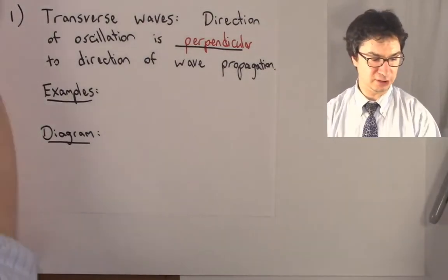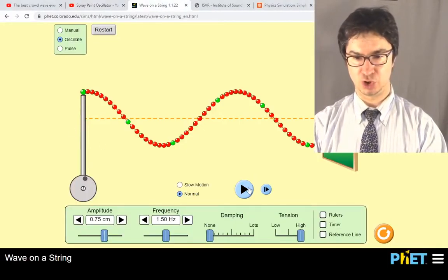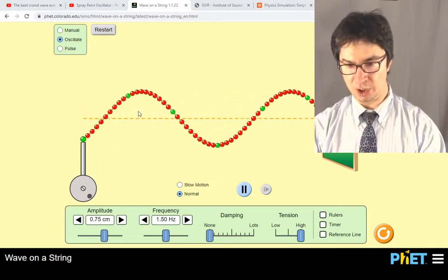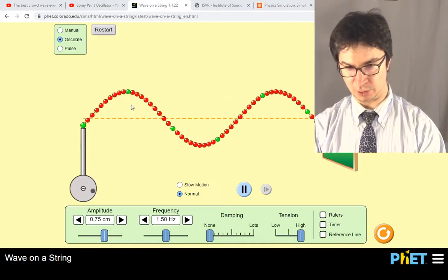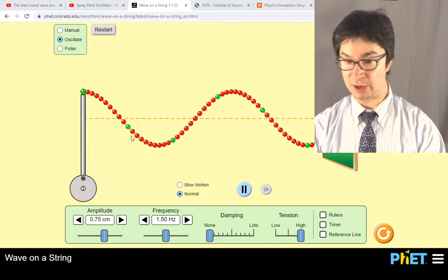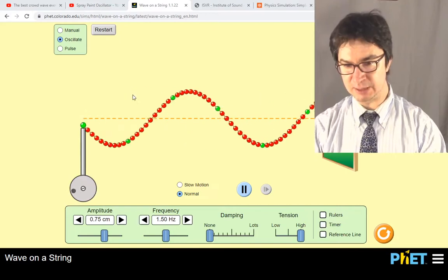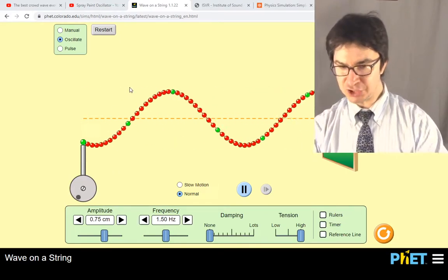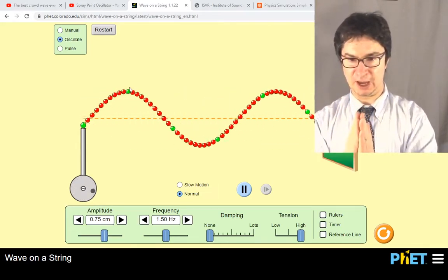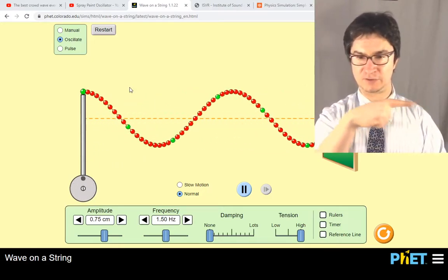Now let me give you a really nice example of this. So in this simulation, what you see is there's an oscillation on one end of this string right here, right? This green dot that you see all the way to the left is oscillating up and down on this piston. So this piston is moving up and down, and what you see is that the wave is being produced on this string. Now the direction of the oscillation is up and down, right? Clearly the direction of the oscillation is up and down. But the wave is traveling to the side, right? The wave is traveling this way.